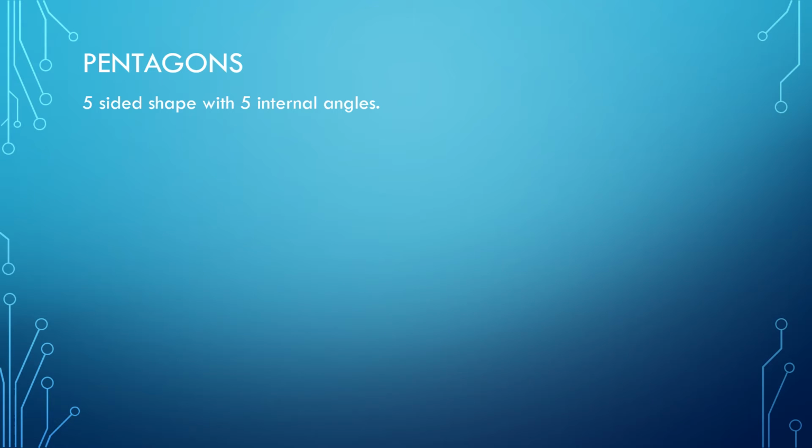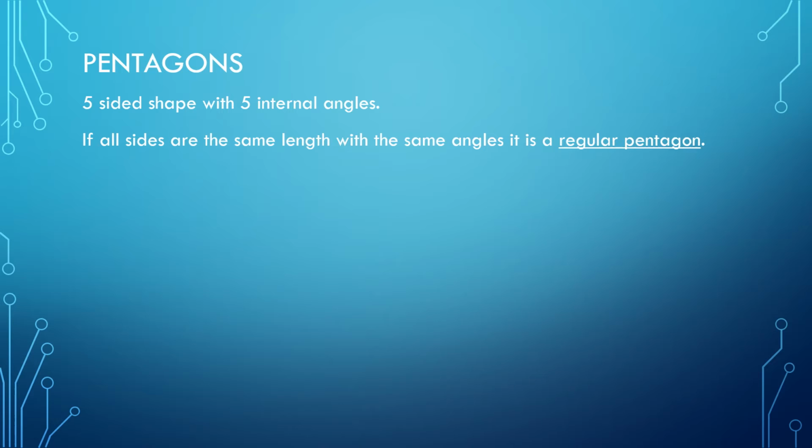Next up is a pentagon. And as you might have sensed where we're going with this, it is a five-sided shape and it has five internal angles. If all of our sides are the same length and all the angles are the same, then it's what we call a regular pentagon, and that's what we think of when we think about the shape pentagon. That's what the building in America is like. That's what we'll be used to seeing. However, it doesn't have to be that way.